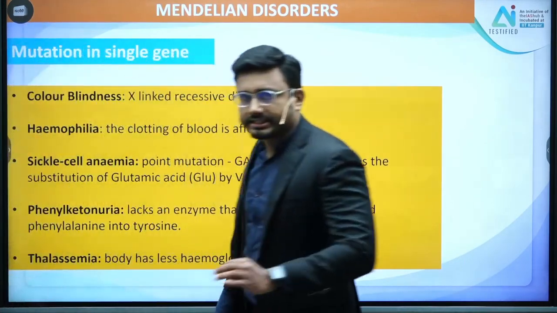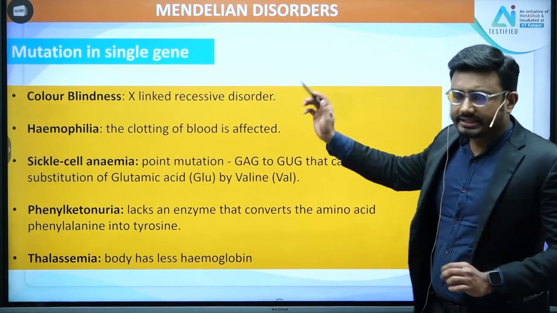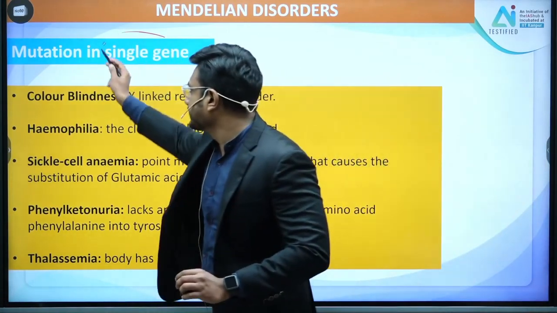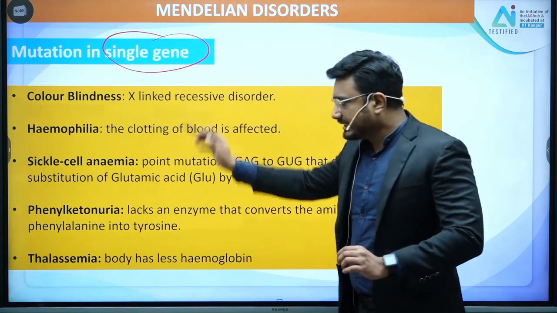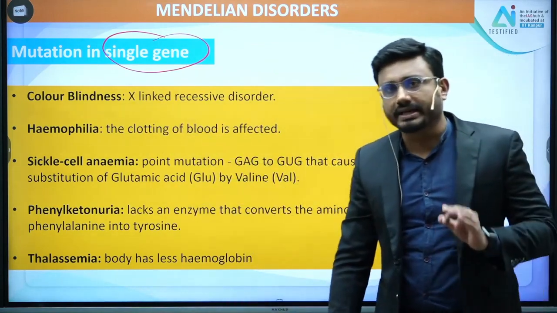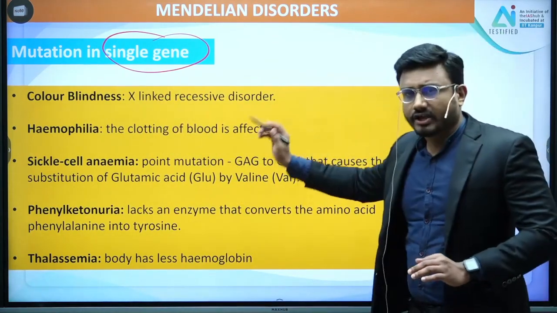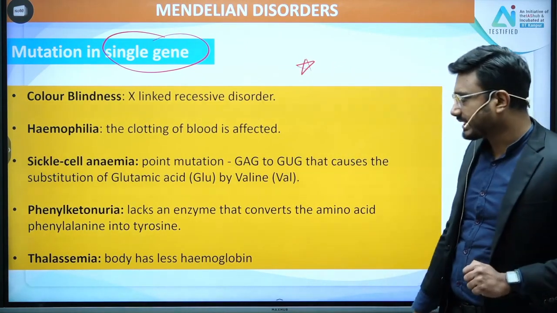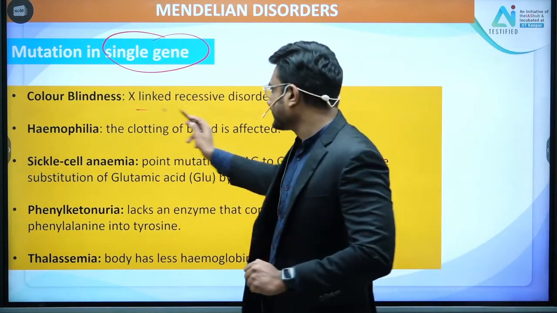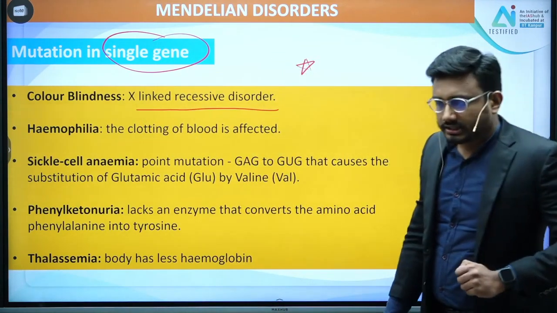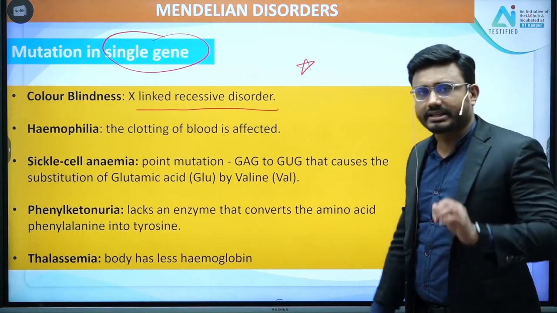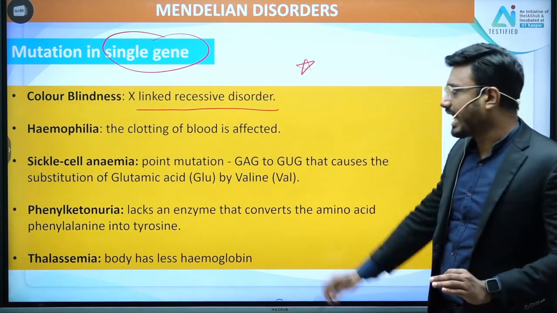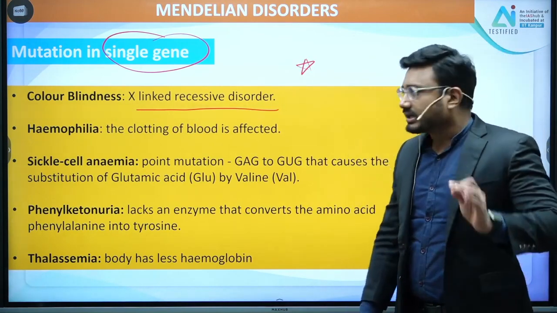So Mendelian disorders. In Mendelian disorders, the mutation is present in a single gene itself. All these diseases are examples of the Mendelian disorders, and from this a short question will come, and this is a very important slide. So color blindness, it is an X-linked recessive disorder. In the case of an X-linked recessive disorder, the females will have very less chances of having color blindness.